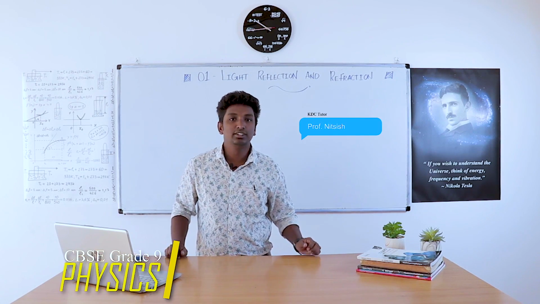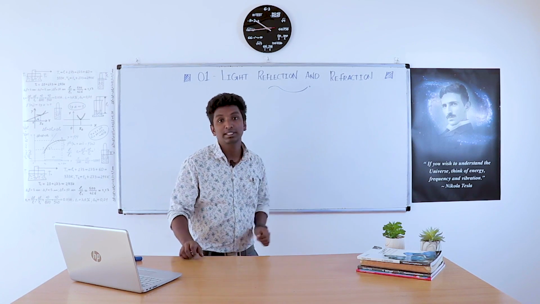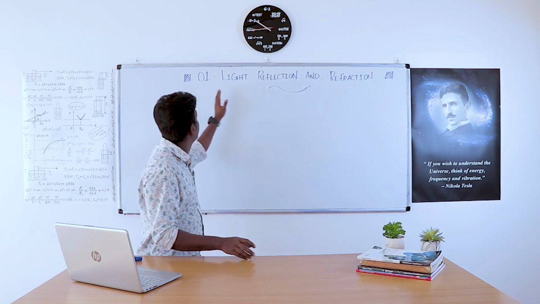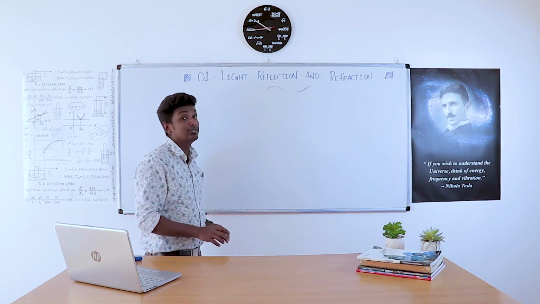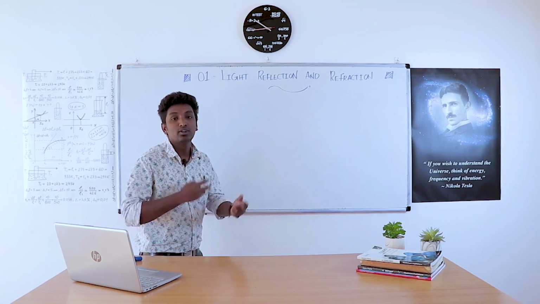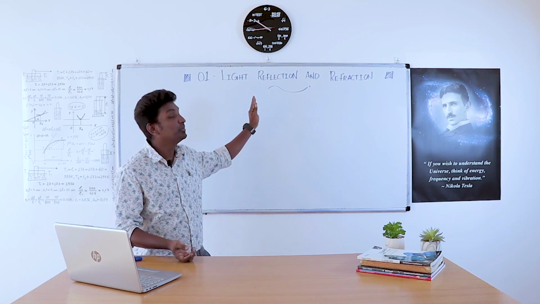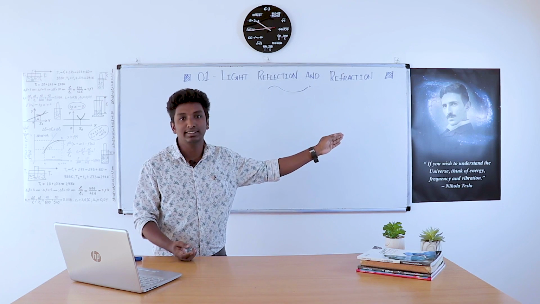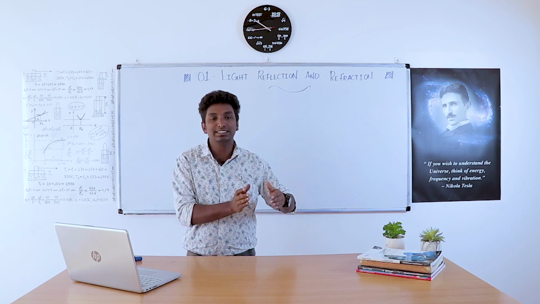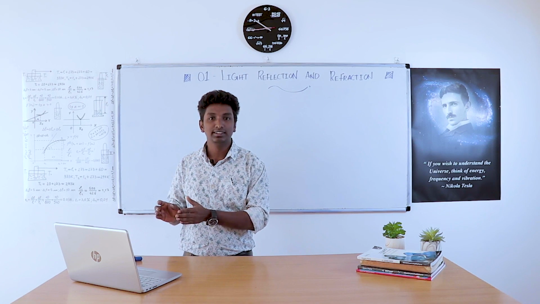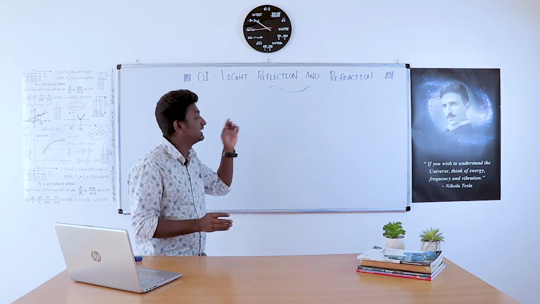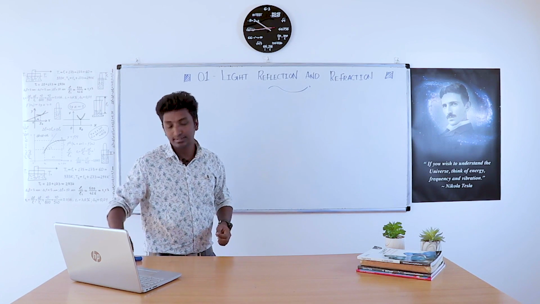Welcome to this section of grade 10 CBSE physics class. Today we are looking at chapter number 1, light, reflection and refraction. In this chapter, we are going to study in detail the phenomena of reflection and refraction. So we have two major topics in this chapter. One is reflection and the other is refraction. We need to study the whole details related to reflection and refraction.